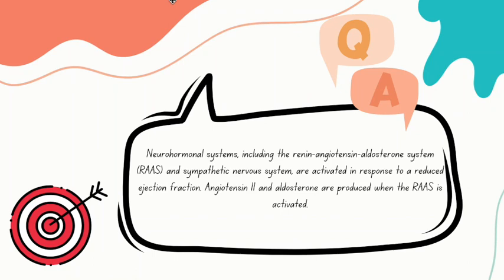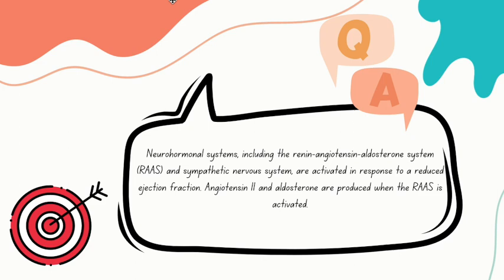And the right answer is A. Neurohormonal systems, including the renin, angiotensin, aldosterone system, and the sympathetic nervous system, are activated in response to reduced ejection fraction. Angiotensin II and aldosterone are produced when the renin, angiotensin, aldosterone system is activated.